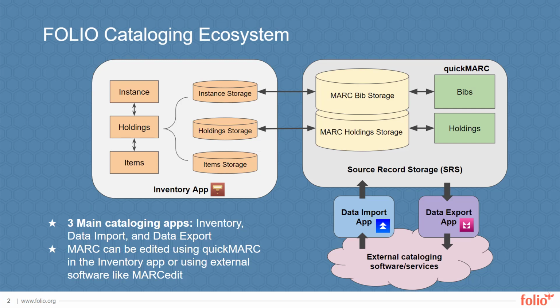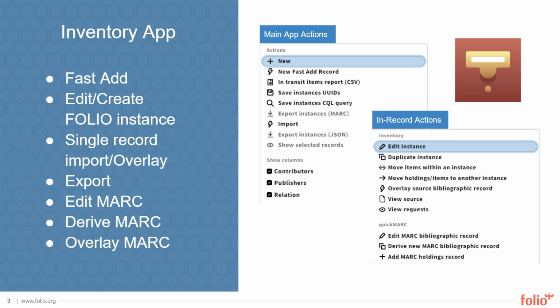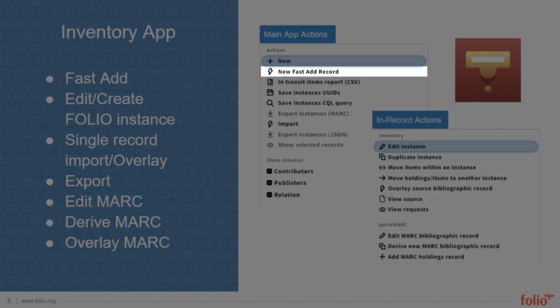Finally, the Data Import and Export apps are used to manage the transfer of MARC data in and out of Folio. You can use these apps to import MARC from external sources or to export existing records for editing and cataloging software. The backbone of cataloging in Folio is the Inventory app. In the Inventory app, you can create native Folio records, import single MARC records, overlay records, and make edits. For quick record creation, there's a fast add option which allows you to create an instance, holdings, and item record simultaneously with just the required fields.